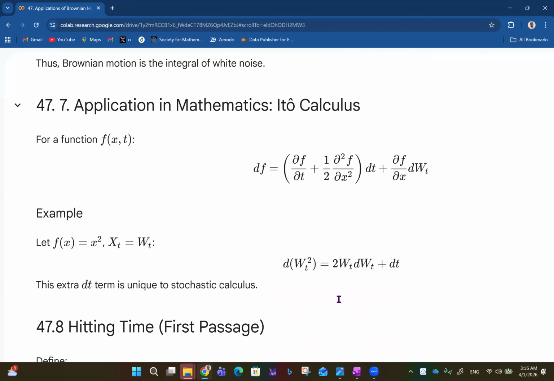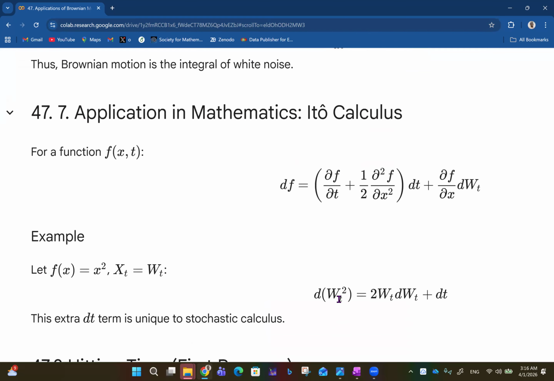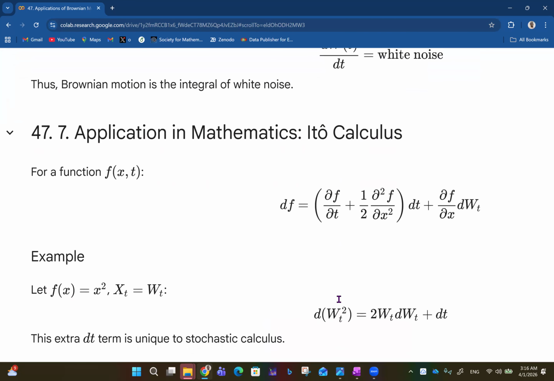And then we have applications in mathematics. Of course, we're still going to see Ito calculus. For a function f of x comma t, we know that df is partial f partial t plus half partial squared f partial x squared dt plus partial f partial x dW sub t. So this is the noise part of it, the Brownian motion part of it. An example will be if f of x is x squared, for instance, and X sub t is W sub t.